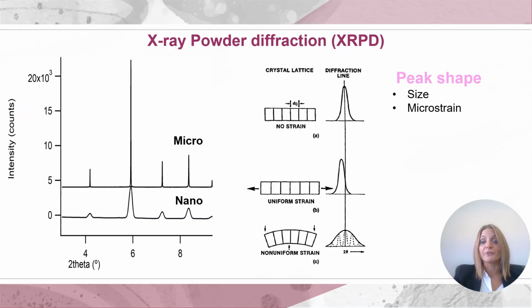Last but not least, we have the peak shape, because the peak width and the tails also encode information about the microstructure. Small coherent domains make peaks broader across the whole pattern, while microstrain, which is related, for example, to lattice distortions, adds broadening as a function of the 2 theta angle. So if we are able to model the instrumental profile, we can actually separate the effect of the domain size and the structural strain, and so get information about these two parameters.